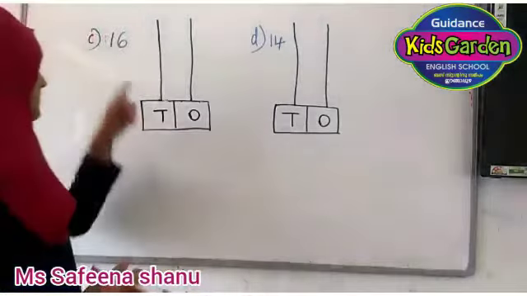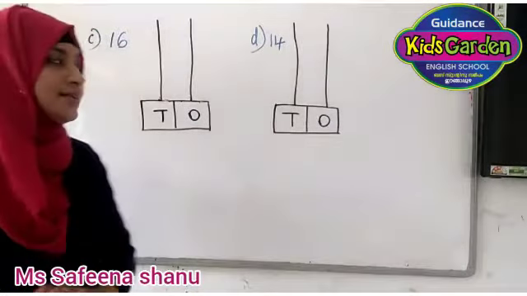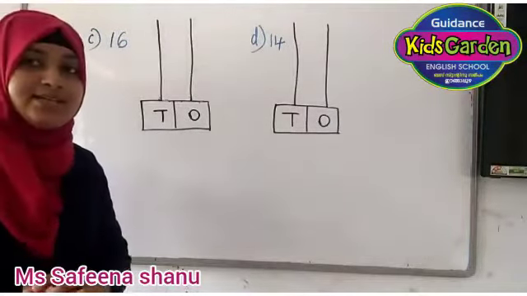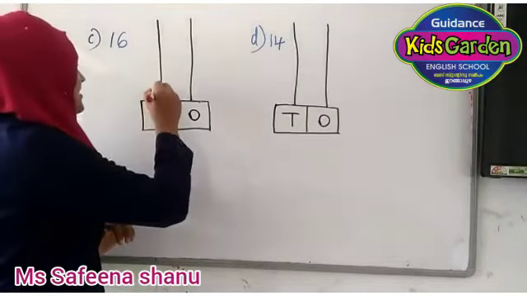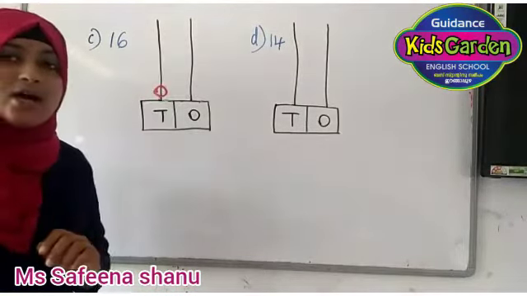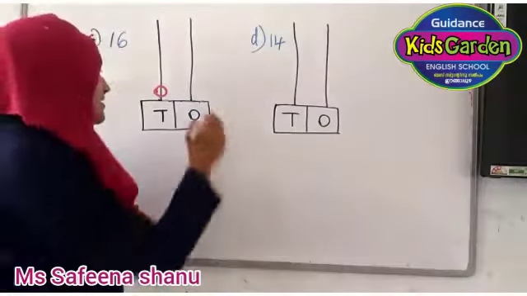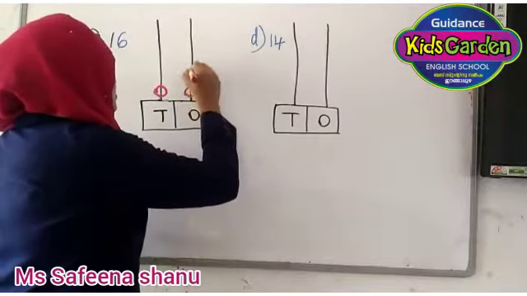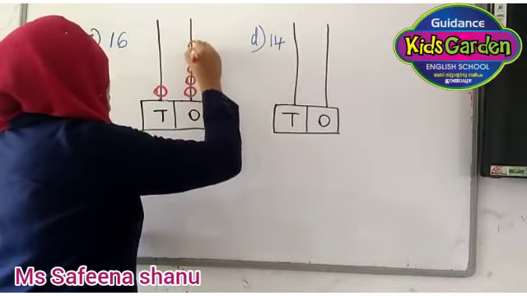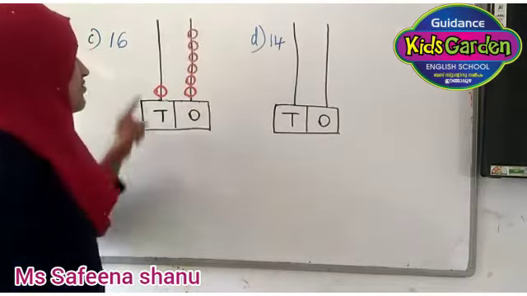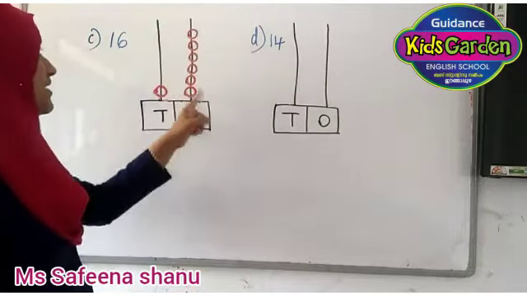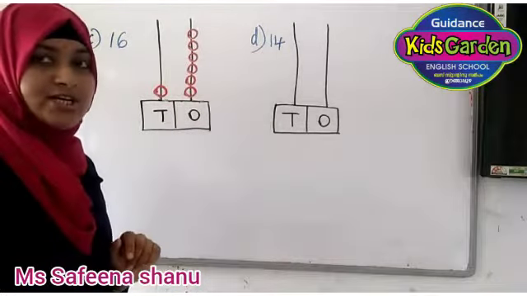Next question, 16. How many tens in 16? 1 ten. And how many ones here? 6 ones. 1, 2, 3, 4, 5, 6. 1 ten and 6 ones is equal to 16.